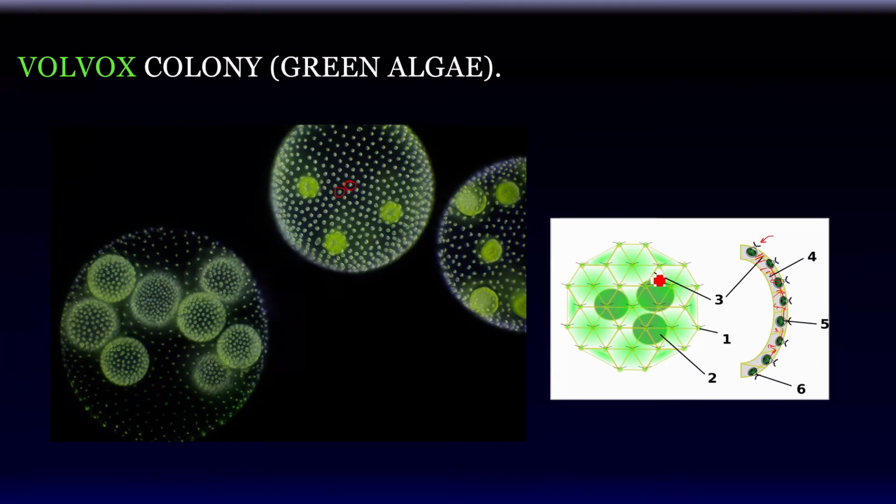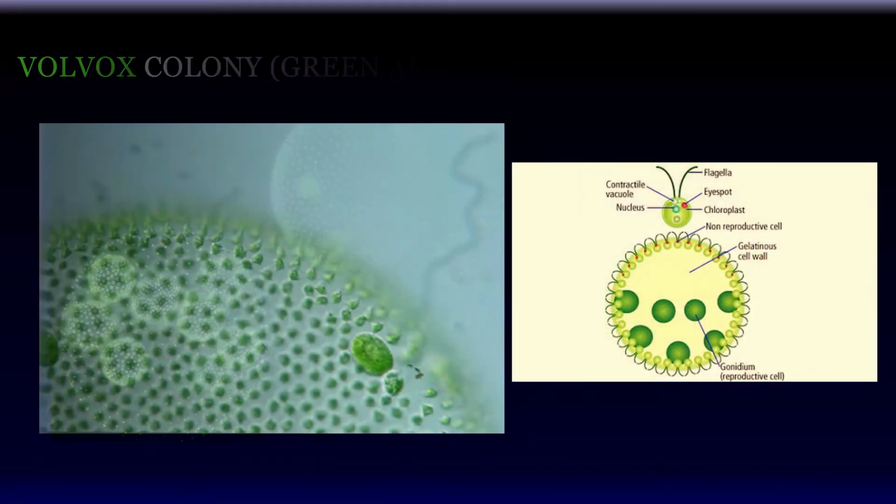But there is some specialization. There are two different types of cells in here. The majority of the cells are just plain old cells, and some of these are gamete cells, which can actually give rise to daughter colonies like you see over here. Because of this specialization, some people classify Volvox as a colony, but others call it multicellular algae. So either way, that's what it is.